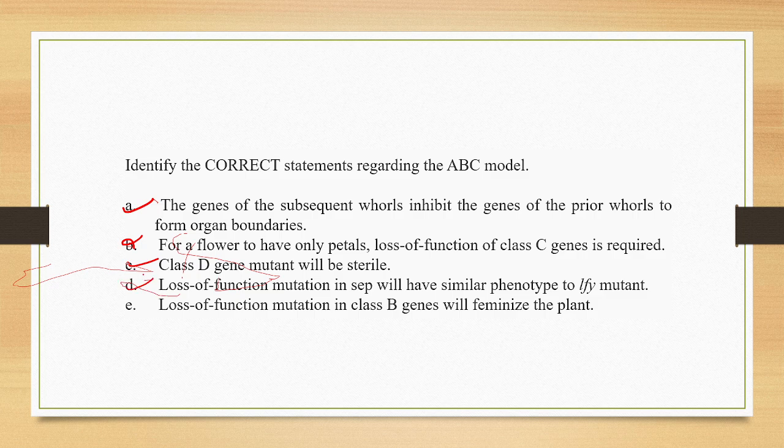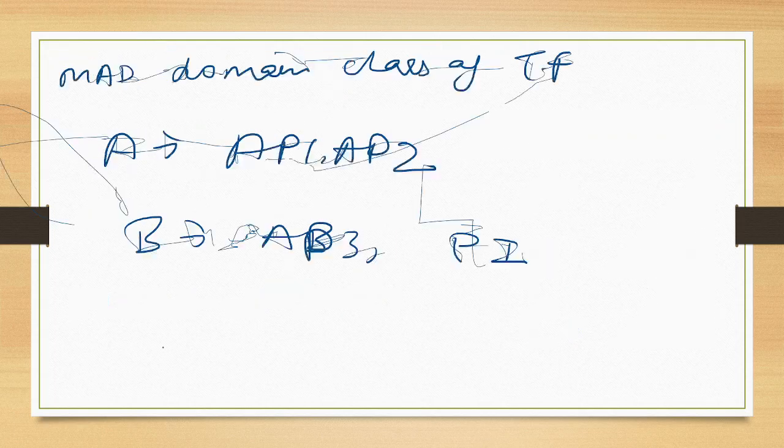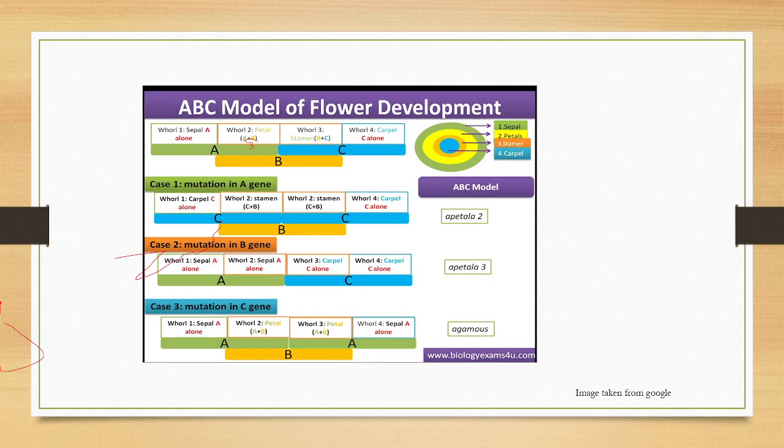Then loss of function mutation in class B genes will feminize the plant. Now let us see, from this figure, what is the male reproductive system here? The male reproductive system is stamen. So if there is a loss of function mutation in the B genes, in the second case you see, then sepal formation will take place and carpel formation will take place. That means instead of one female reproductive organ, now there are two female reproductive organs formed, and there is no male reproductive organ.